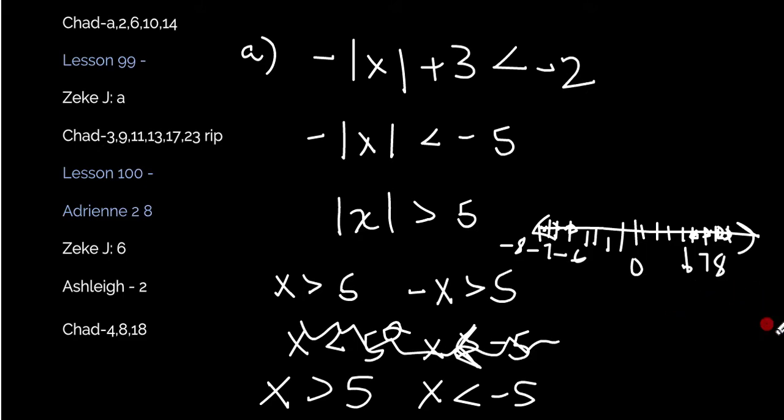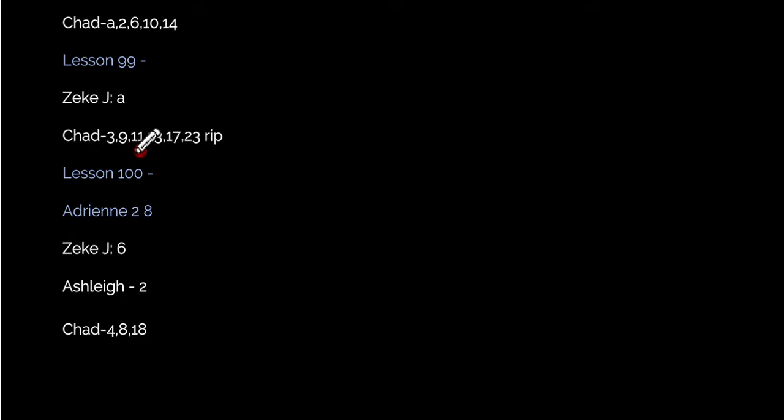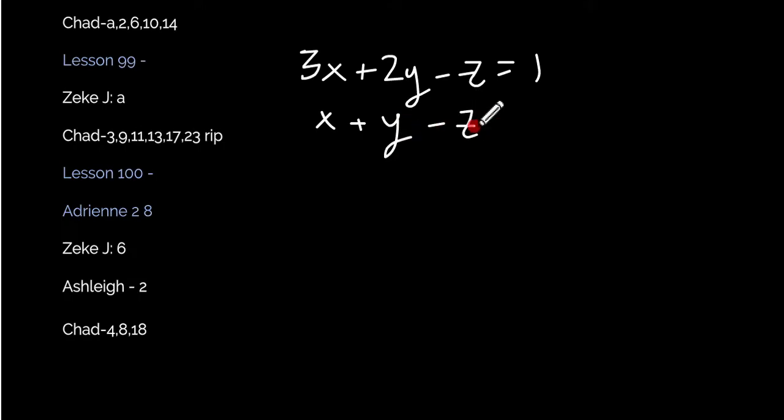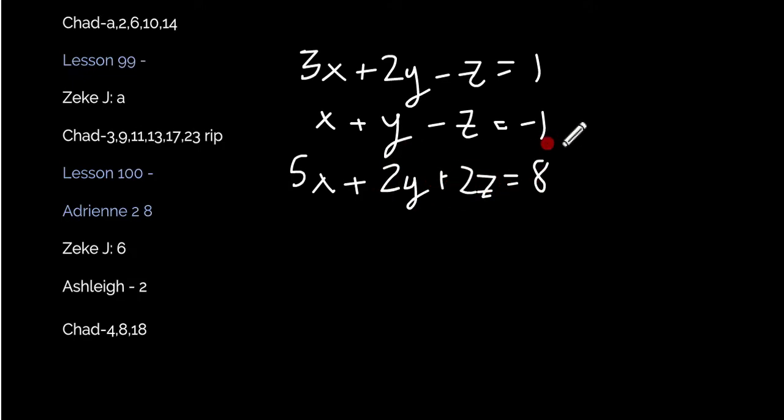Next one I have is number 11. We have 3. 3 is another current boat problem. Number 9 is find the number that's 2/7 away from 2 points. 13 was messy, but Chad, I will do it for you. 3x plus 2y minus z equals 1. X plus y minus z equals -1. 5x plus 2y plus 2z equals 8. I'm going to eliminate the z's. They just look like the funnest ones to eliminate.